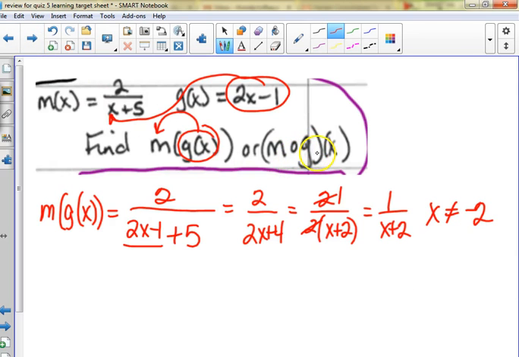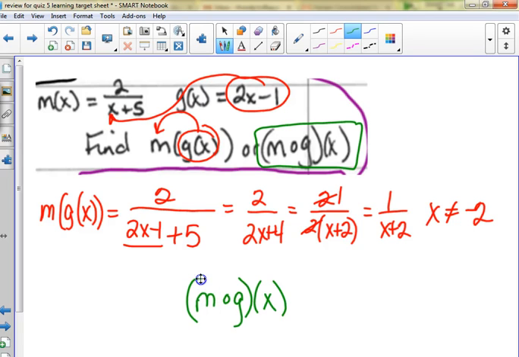Oh, this notation, guys, is this different? Okay, it's the same thing. I just want to be clear because I don't know which way it's written on the quiz. Are we good? M of G of X still means put this back into this. That little open circle is your composition thing, not your multiply thing.